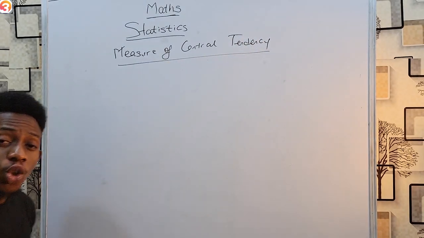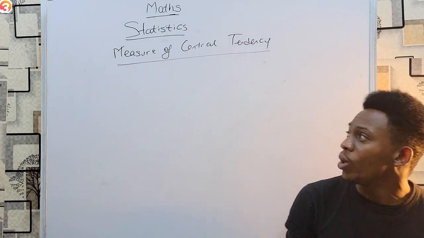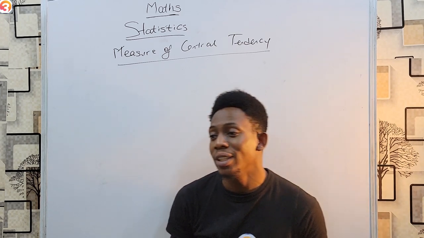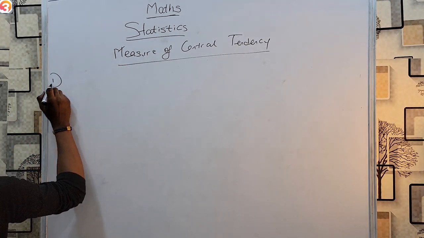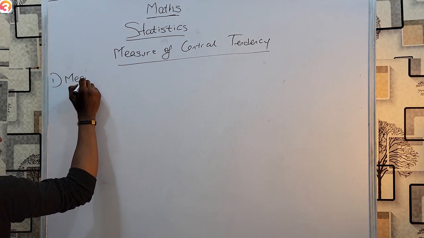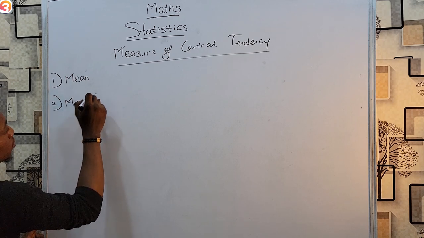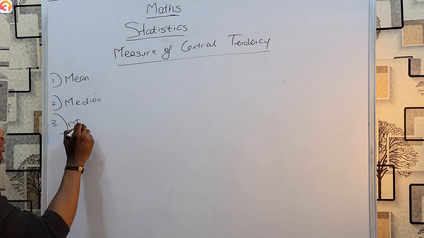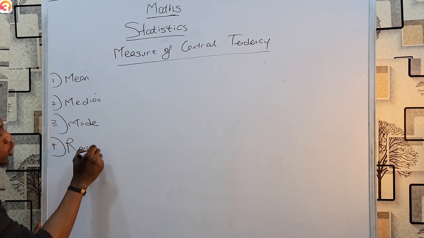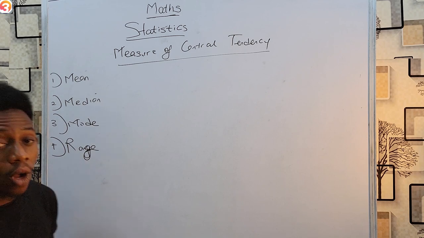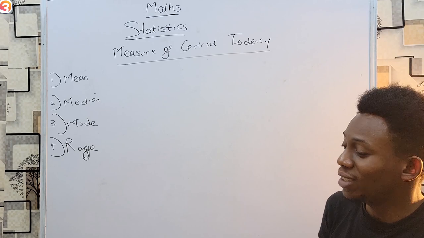Of course, the other is measure of dispersion, which you shall deal with in subsequent videos. But for now, we're looking simply at measures of central tendency. And in measures of central tendency, there are four key things. One is mean. Second is median. The third is mode. And the fourth is range. So these are the four key parameters to look at in that measure of central tendency.